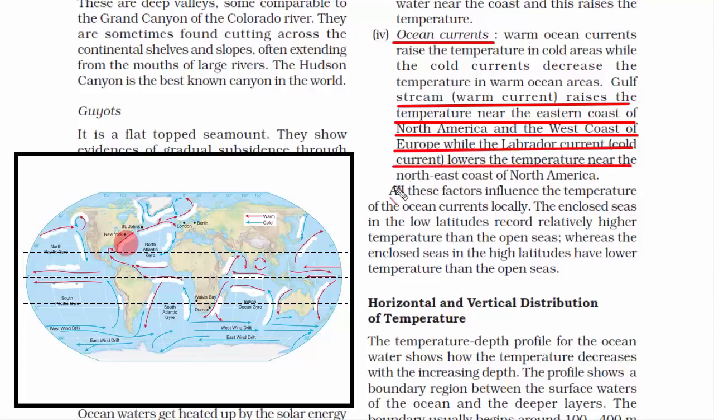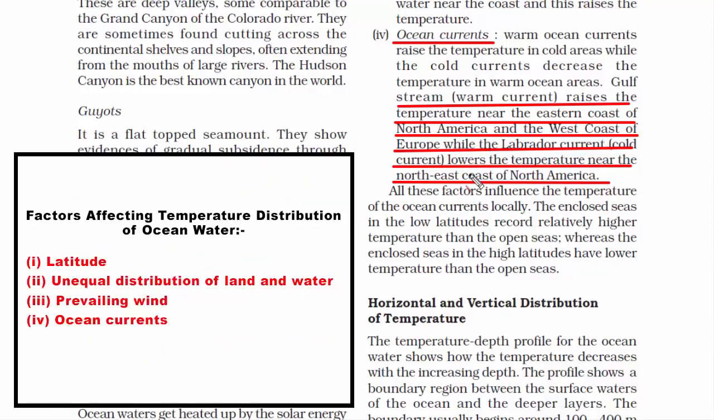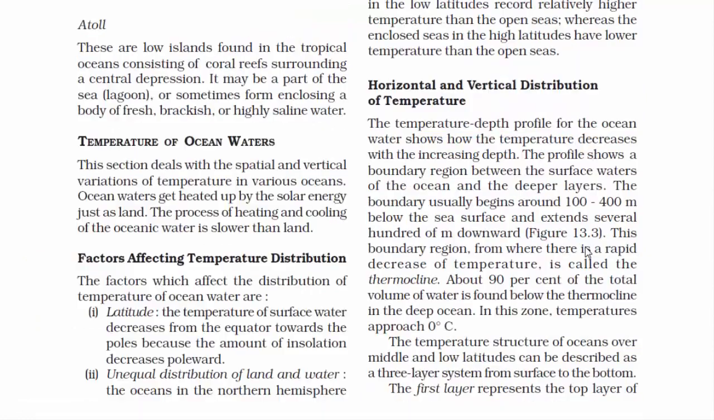While the Labrador Current, here is the Labrador Current, lowers the temperature near the northeast coast of North America. So these were the 4 factors that influence the temperature of ocean water. Now we are going to read about horizontal and vertical distribution of temperature.